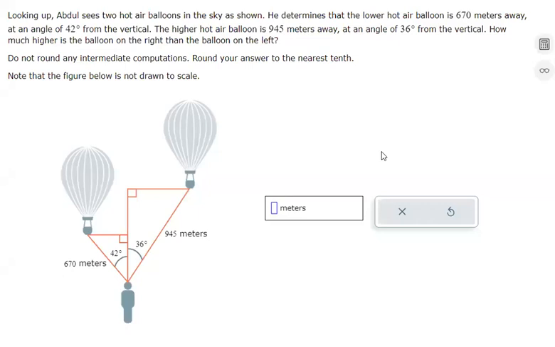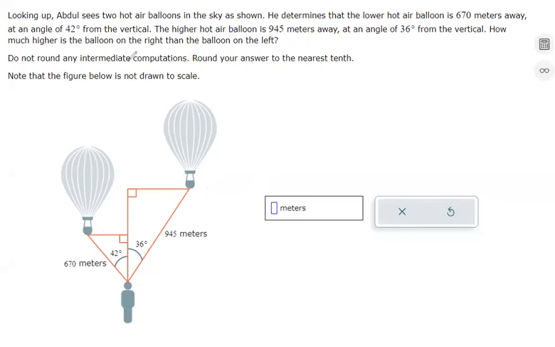Okay, so this is another problem, which is a bit challenging. So it's a word problem. And we are given that Abdullah sees two different balloons, right? And then we are given the distance from him for each of those balloons. So this is 945, this is 670. This is a vertical line in between, and the angle measure is given between that vertical line and the distance between Abdullah and each balloon, right?